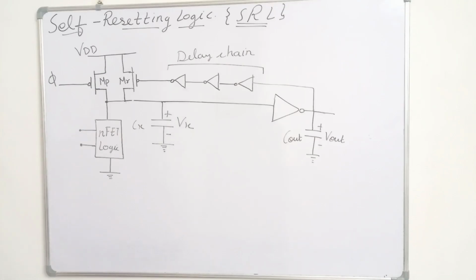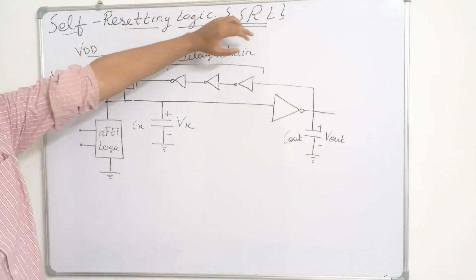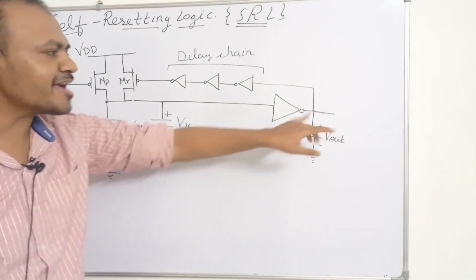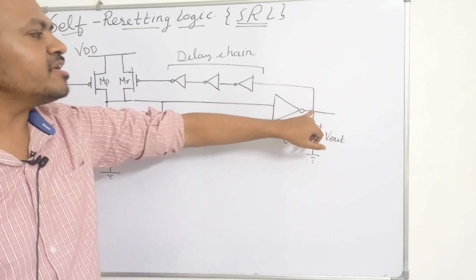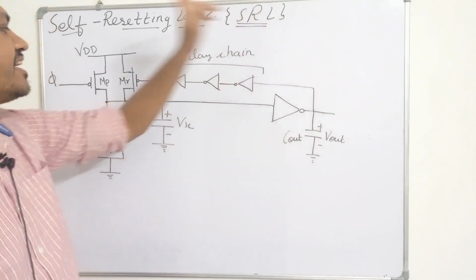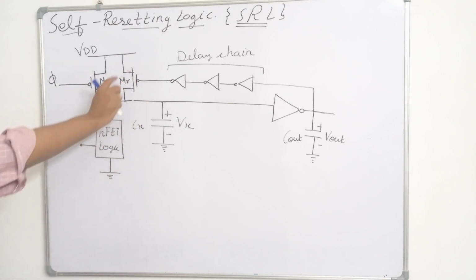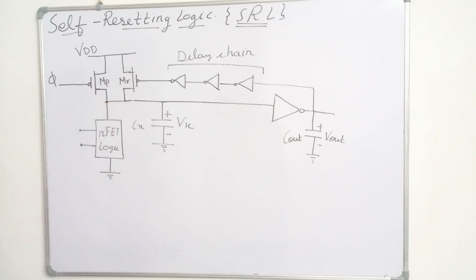Welcome. In this video, we are discussing self-resetting logic designing using CMOS circuits. This is similar to your domino logic, only the difference is that a feedback path is present from the output and it is connected to this transistor MR. This is a reset PMOS transistor.